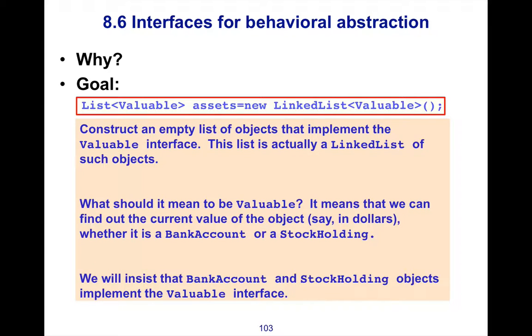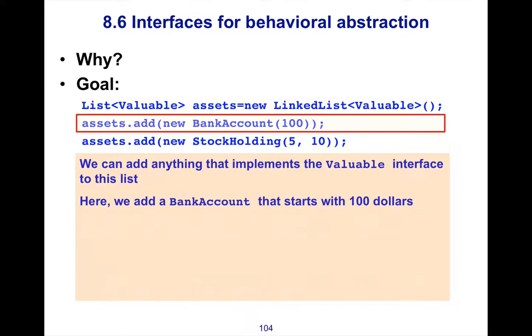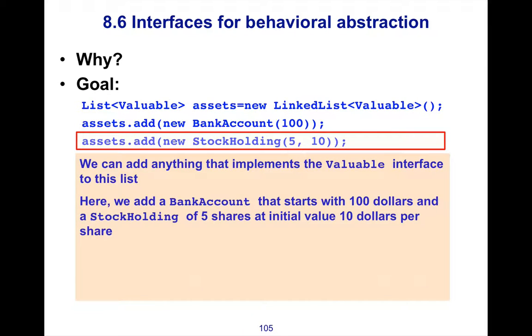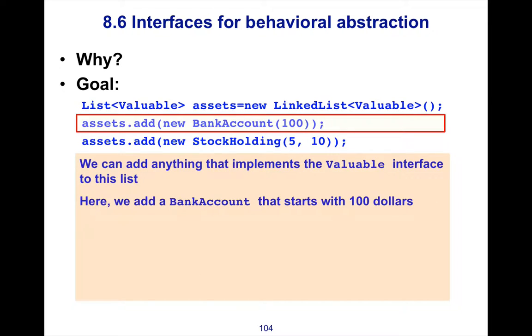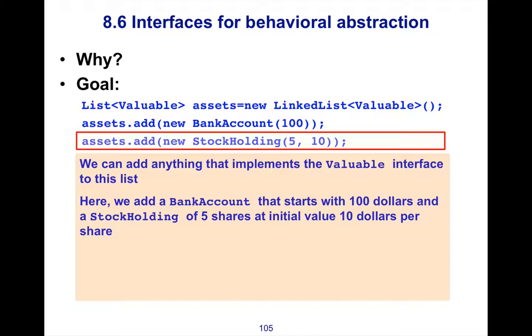So we're beginning with the idea of two separate objects, a bank account and a stock holding object, and from them trying to create a common interface that lets us view them identically. Our goal would be to be able to create code such as you see here. We'd like to be able to have a list of Valuable objects, let's call that list assets, and then add to that list a bank account object and a stock holding object. The type of the list, parametric type Valuable, is able to represent either a bank account object or a stock holding object. Here we add a bank account object that starts out with $100 and a stock holding object of 5 shares whose initial value is $10 per share.